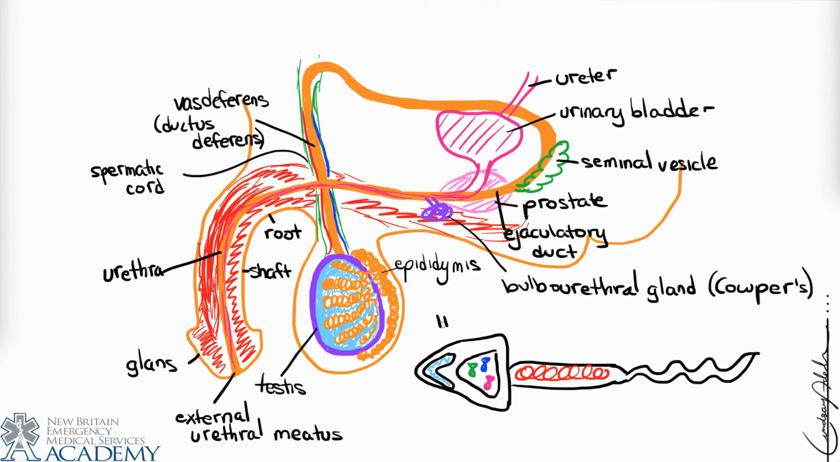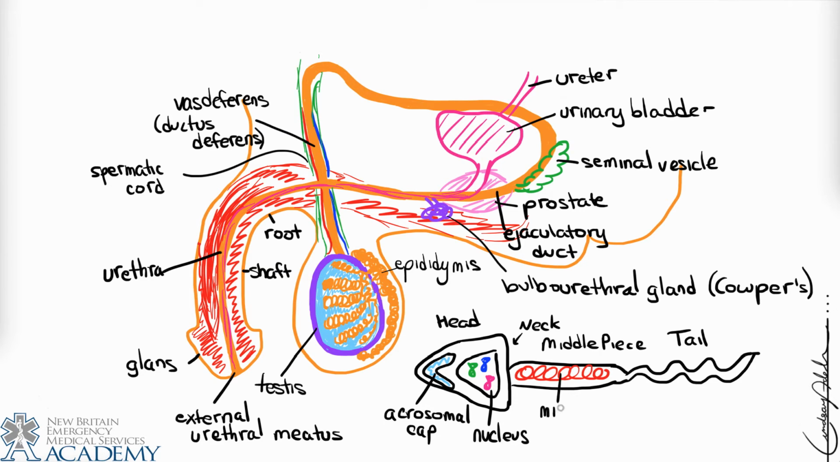Before we can follow the sperm out, I just want to draw a more detailed view of what the sperm looks like when it's all grown up. We can see that there is a head, a neck, a middle piece, and a tail. In the head, we have what's called the acrosomal cap, which contains various enzymes, including something called hyaluronidase for fertilization. We'll talk more about that when we actually talk about fertilization. We also see a nucleus, which contains the 23 chromosomes that we mentioned previously.